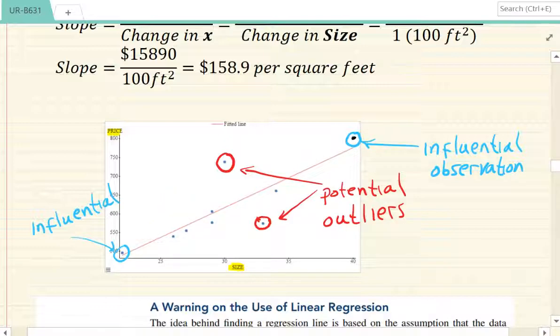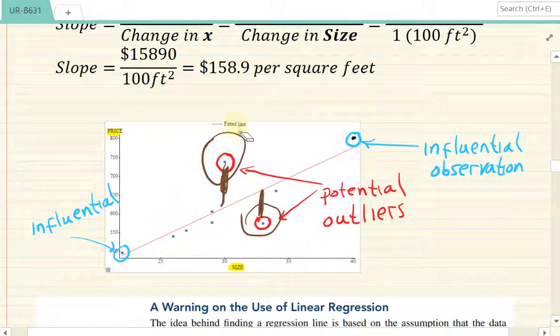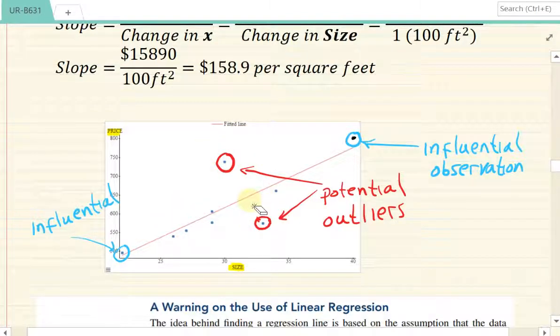Now these other 2 points that I have, namely this one and this one, if you look at these again, the vertical distance from here to the line is kind of excessive. And look at the distances of these two from the line. It's not that far away from it, right? So it seems as if we have two potential outliers. So we have two potential outliers and a couple of influential observations in this data.